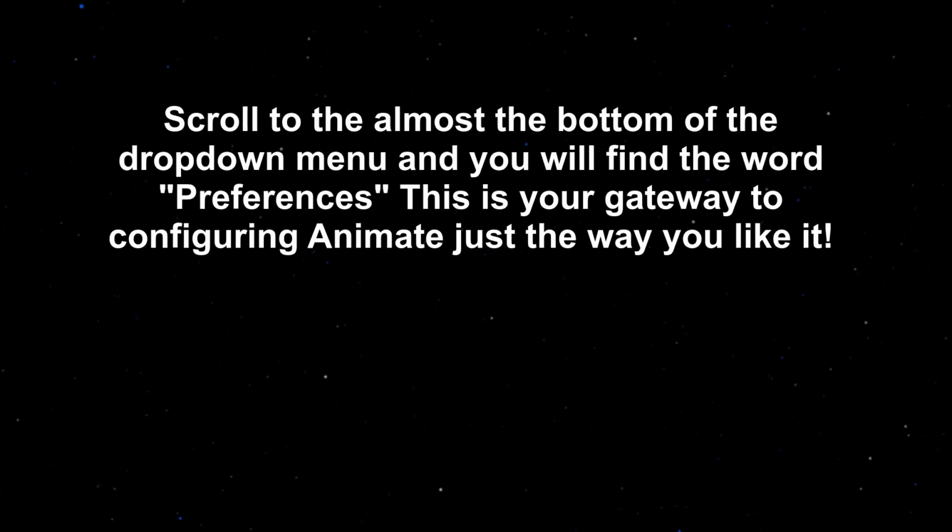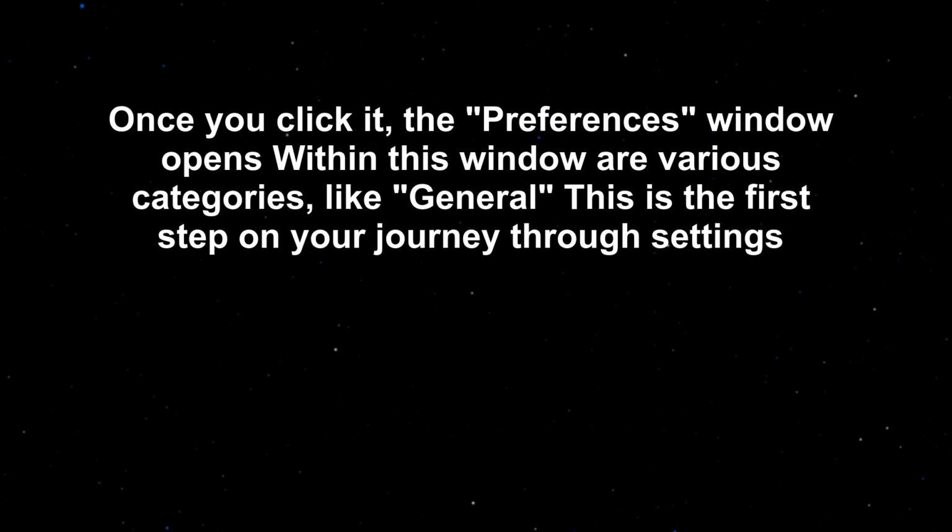Scroll to almost the bottom of the drop-down menu and you will find the word Preferences. This is your gateway to configuring Animate just the way you like it. Once you click it, the Preferences window opens. Within this window are various categories, like General. This is the first step on your journey through settings.